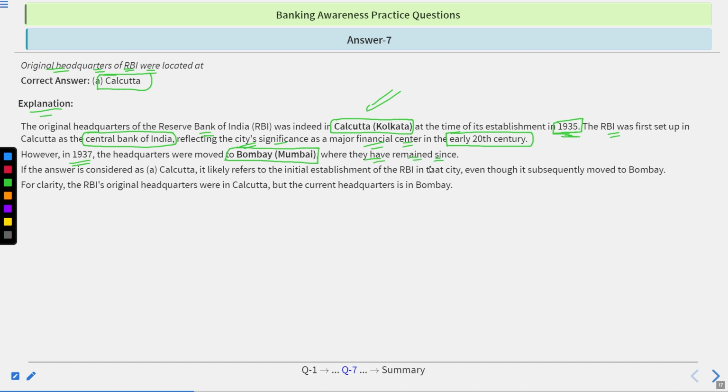Now still, the headquarters are at Mumbai. If the answer is considered as A, Kolkata, it is likely referring to the initial establishment of the Reserve Bank of India in that city, even though it subsequently moved to Bombay. For clarity, we could say RBI's original headquarters were in Kolkata, but the current headquarters is in Mumbai. So remember this. When the RBI got established, initially they had their base in Kolkata. Later on, the headquarters were at Bombay.